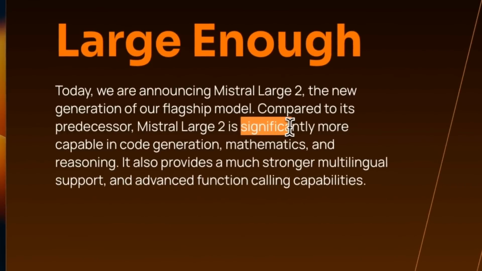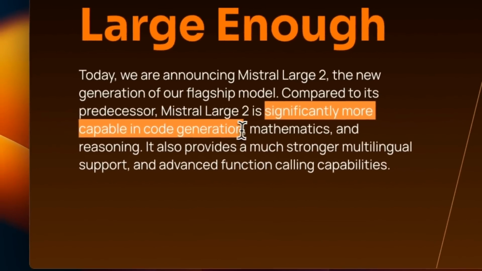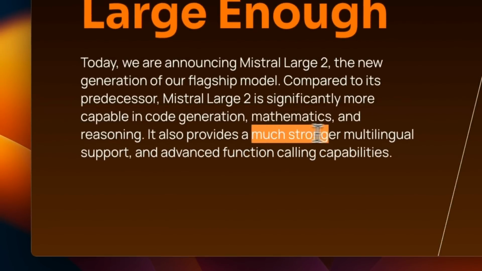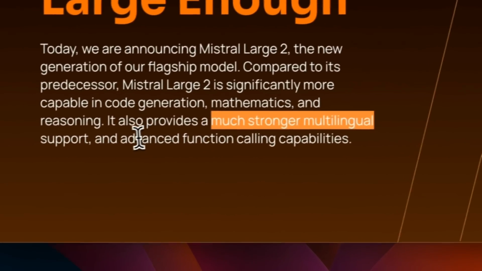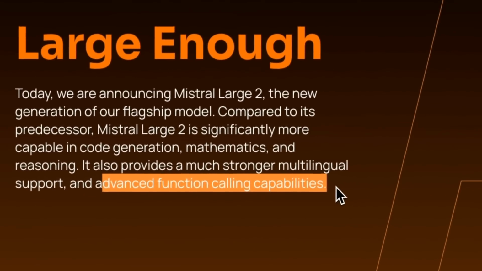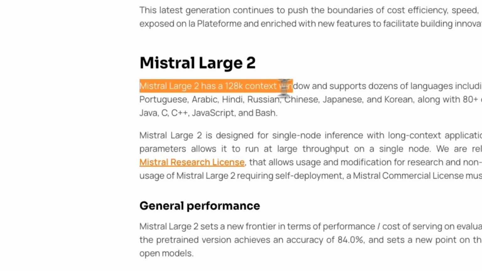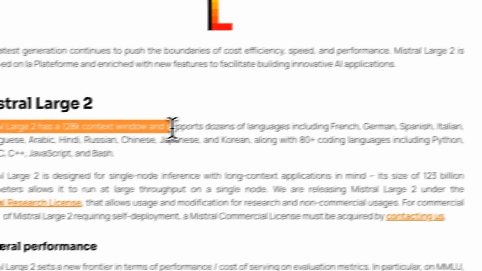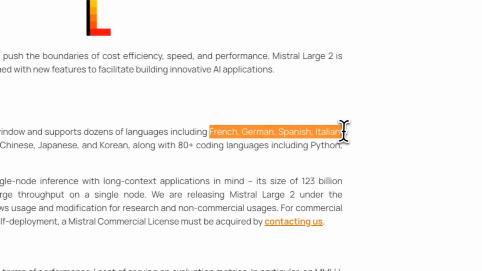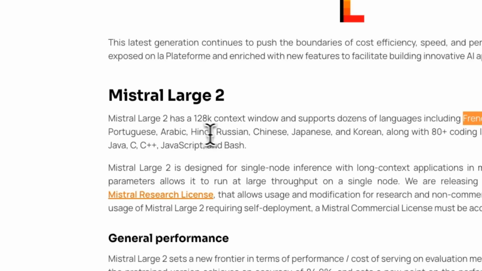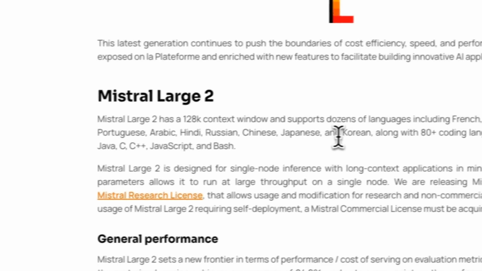According to the blog post, Mistral Large 2 is significantly more capable in code generation and mathematics and reasoning. It also provides a much stronger multilingual support and advanced function calling capabilities. Just like the 405B, it has a context window of 128,000 tokens, so it supports a much larger context window compared to some of the earlier releases, and it's multilingual. It has support for French, German, Spanish, Italian, Portuguese, Arabic, Hindi, Russian, Chinese, Japanese, and Korean.